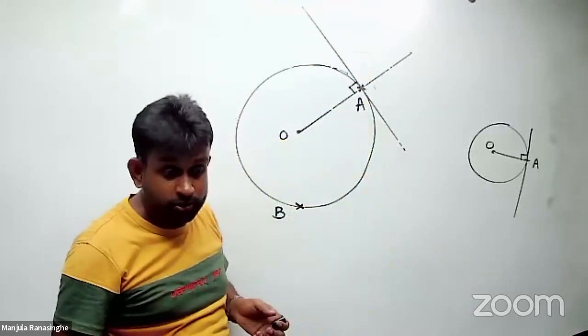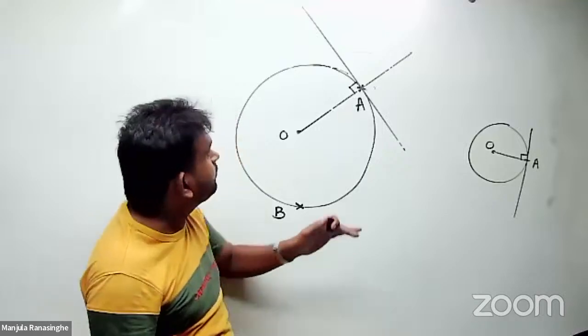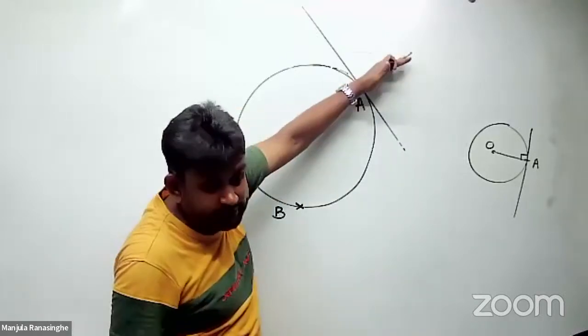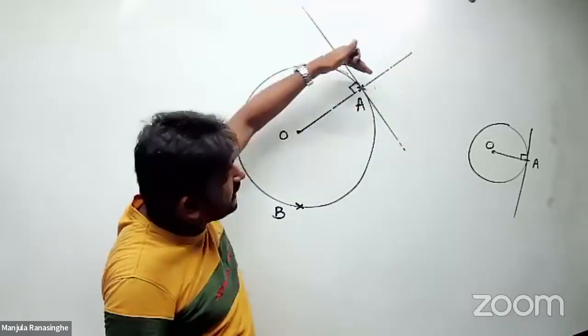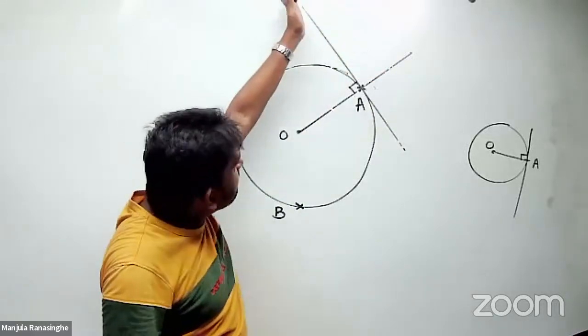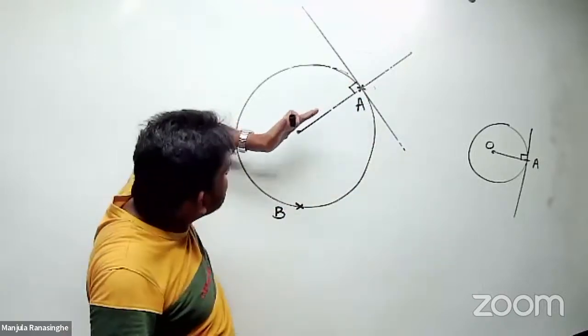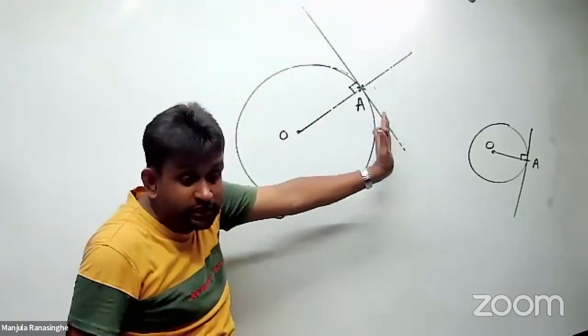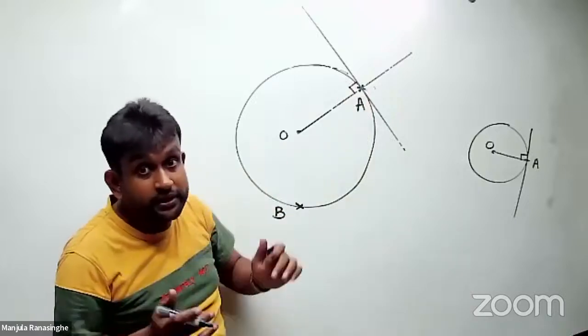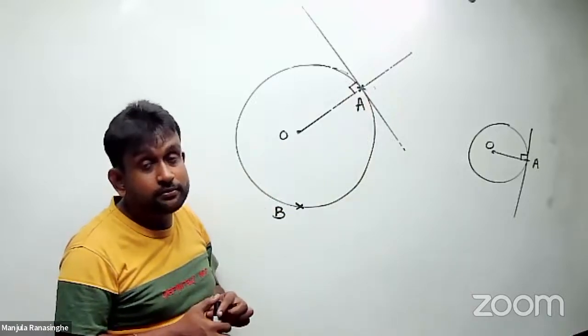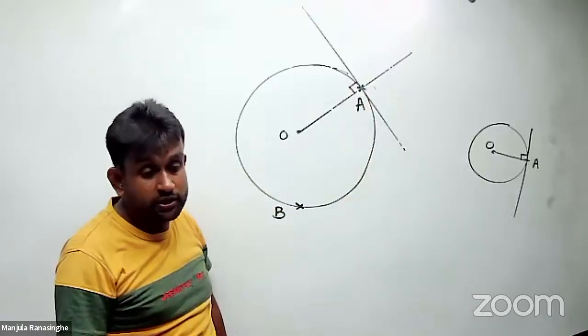And that's the theorem we used. Connect O and A, and at A you create a 90-degree angle, and then that is the tangent to the circle, because always the radius and the tangent at the tangent point are perpendicular to each other. That's the theorem of the geometry.